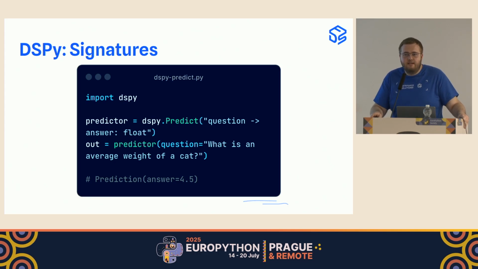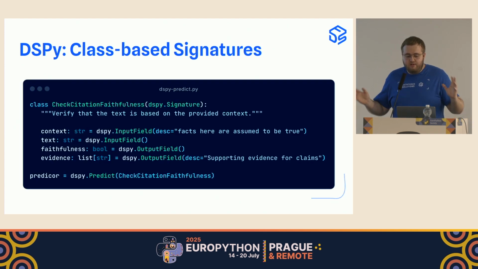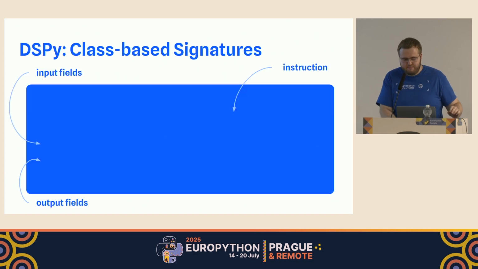However, in some cases, expressing our problem as a single string signature might be not realistic. For example, what if the input or output fields are not self-explanatory, or you want to explicitly provide the initial instruction? Fortunately, it can still be easily achieved in DSPy by using class-based signatures. Here we have a more complex signature where we want to check the faithfulness of some text given some context. The model should produce its verdict as a Boolean value, but in addition to that, we also provide a list of supporting evidence.